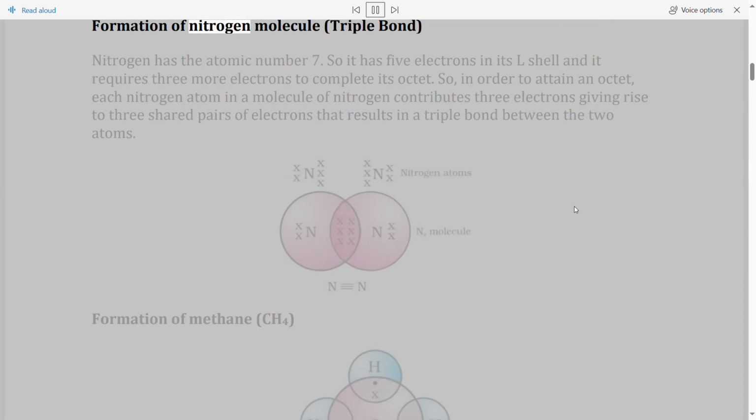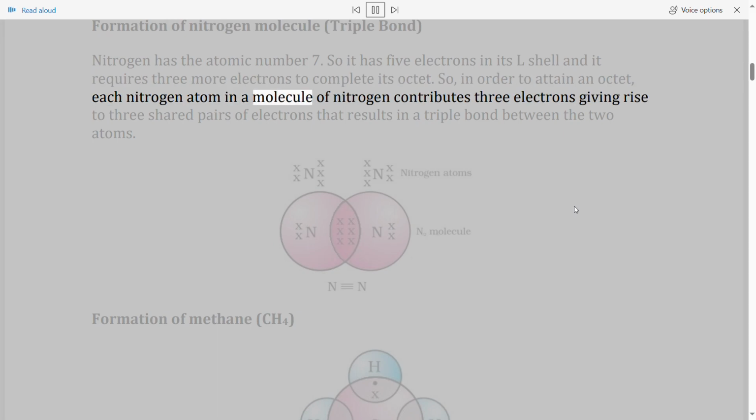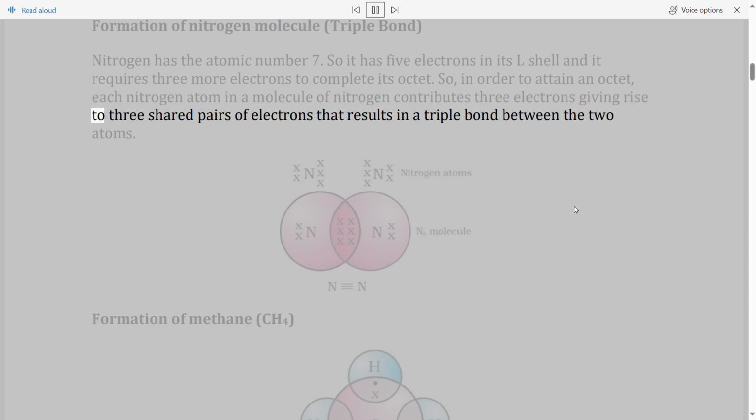Formation of nitrogen molecule, triple bond. Nitrogen has the atomic number 7. So it has 5 electrons in its L shell and it requires 3 more electrons to complete its octet. So, in order to attain an octet, each nitrogen atom in a molecule of nitrogen contributes 3 electrons, giving rise to 3 shared pairs of electrons that results in a triple bond between the 2 atoms.